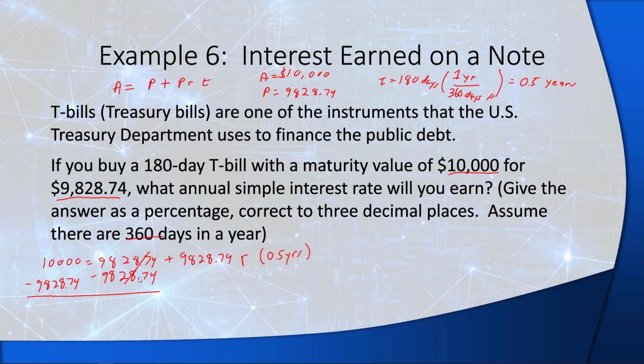These will cancel. And here we will have 171.26. 171.26 will be equal to 9828.74 times 1/2, and that will be 4914.37 times R. And then R is going to be equal to, well, we can divide both sides by 4914.